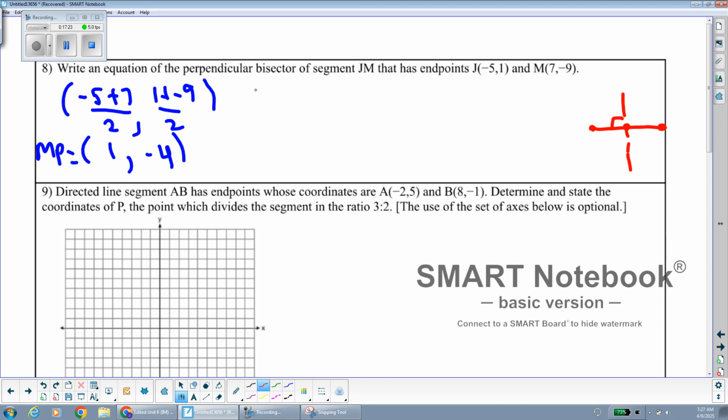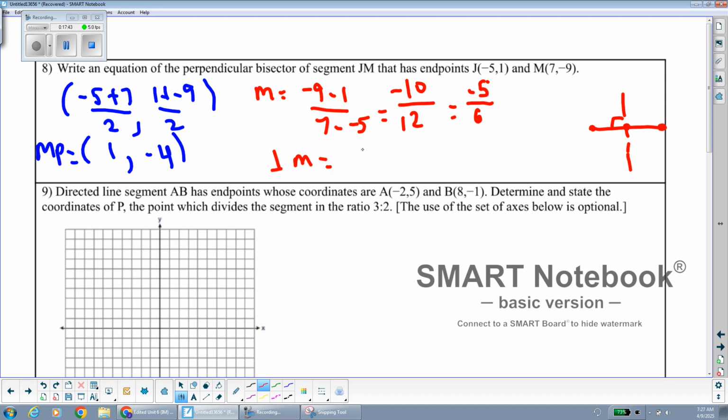Now our slope is usually labeled as y2 minus y1 over x2 minus x1. Negative 10 over 12. If I reduce that, it's negative 5 over 6. So the perpendicular slope would be positive 6 over 5. The equation of our perpendicular bisector in point form is y minus y1 equals 6 over 5 times x minus 1.